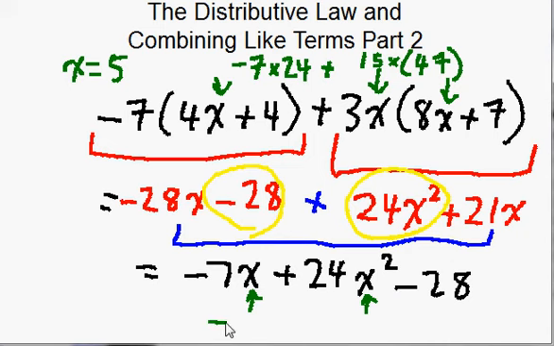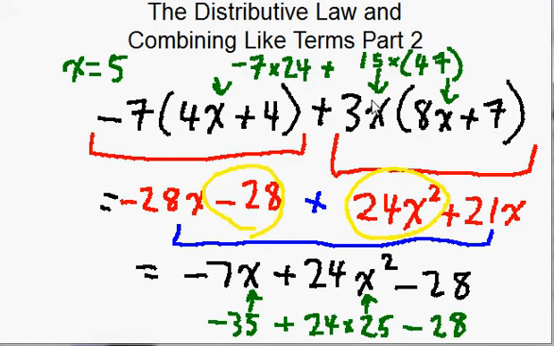So then I'd have negative 35 plus 24. What's 5 squared? 10. No, 5 squared. 25. 25, that's right. 24 times 25, and then I have minus 28. Well, for those of you watching the video, why don't you just go ahead and try. Plug this into the calculator, and then plug that into the calculator, and see if you get the same answer. I think you will.